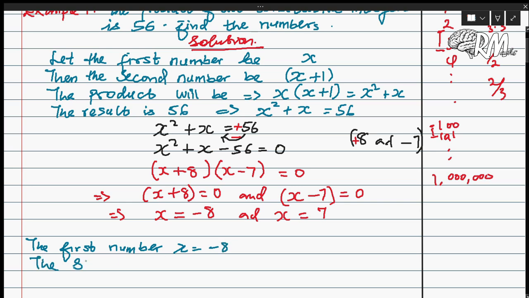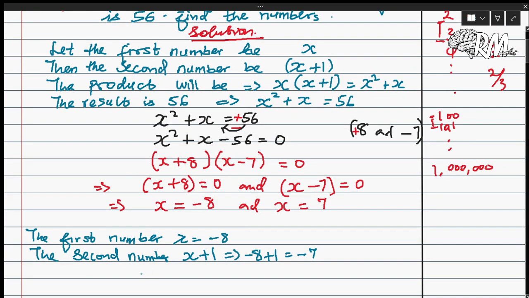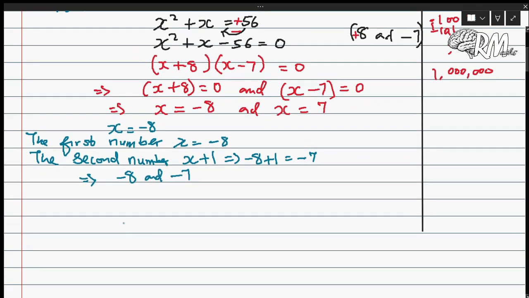Second number, which is x plus 1. Remember x is already minus 8, so it means that we have minus 8 plus 1, which is minus 7. So the two consecutive numbers here for the first one are minus 8 and minus 7. These are the two consecutive numbers. So that is when x is minus 8.